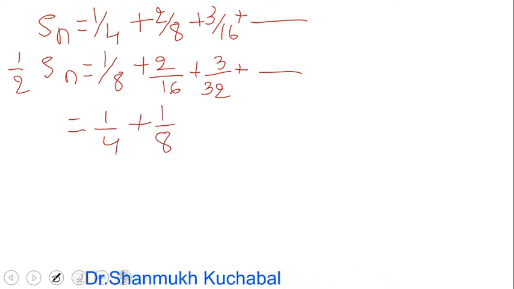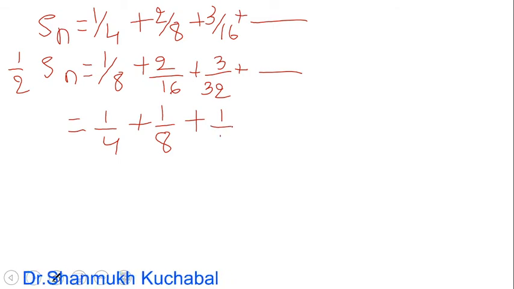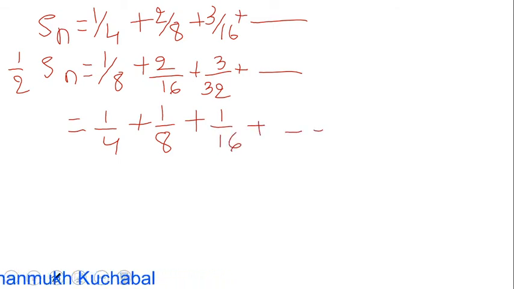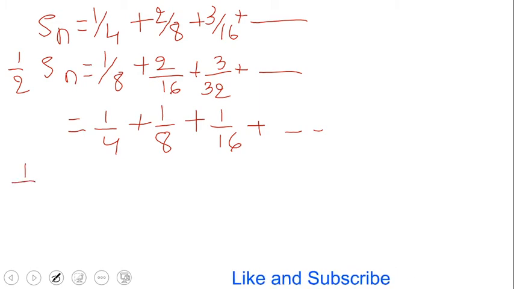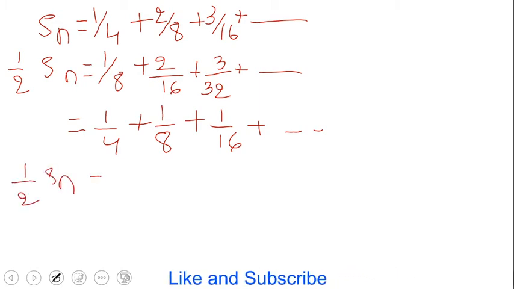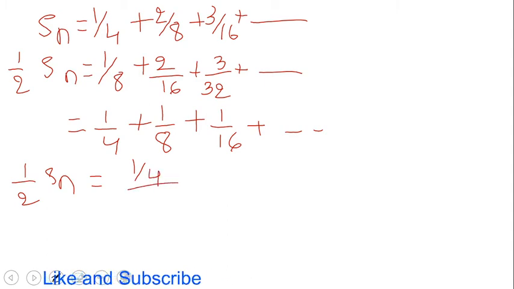Next 1 by 16 plus so on we get it. So I use the Sn formula. Sn is a divided by 1 minus r, so a divided by 1 minus r. So we get 1 by 2 Sn equal to 1 by 4 a divided by 1 minus r. 1 minus r is 1 by 2, so the common ratio is 1 by 2.